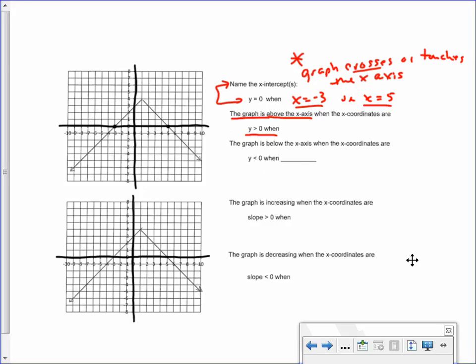So we're going to color it in first. This top of this V. This graph is up above the x-axis. And what I want you to see is it's between these two numbers right here, these two x values that we just marked as the x-intercepts. So those are the two critical pieces of information. This happens when x coordinates are between -3 and 5. That's the verbal way to answer it.